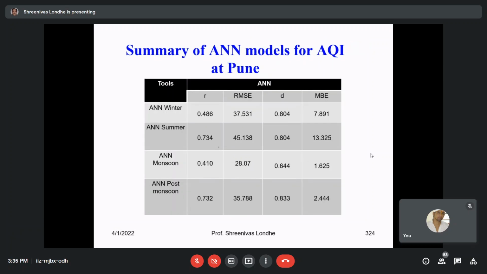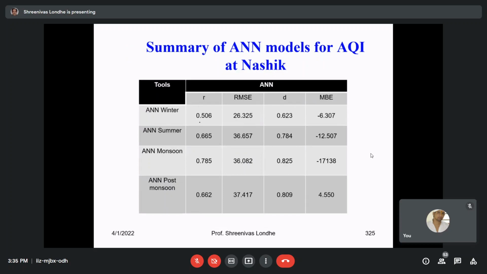Okay. See this for Pune also. However, when we talk about these results, we must not forget that this just depends upon the data. The more reliable and the better your data is, the better your predictions will be all the time. Okay. See for Nashik also, very good results.